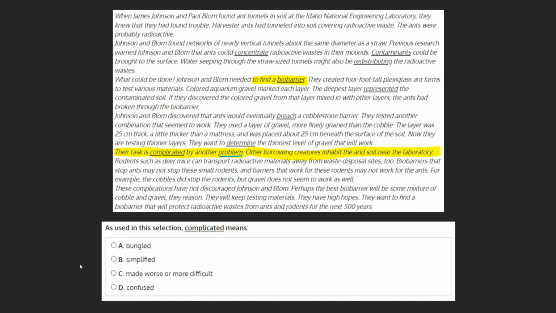Based on this, we can head down to our choices and see that C, made worse or more difficult, matches our definition and can therefore be marked as our final answer.